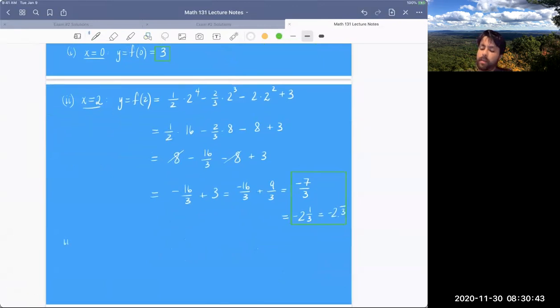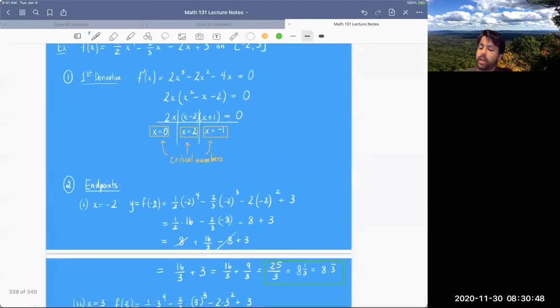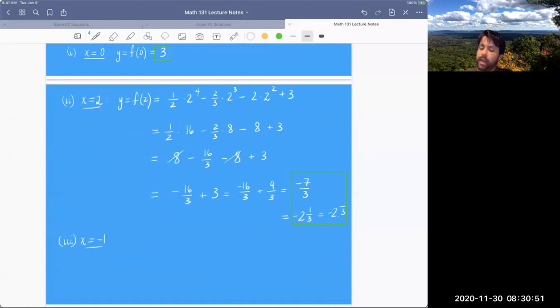And then lastly, I got 2, negative 1. So what happens when x equals negative 1? My y value is what? I get 1/2 times negative 1 to the 4th minus 2/3 times negative 1 cubed minus 2 times negative 1 squared plus 3. So this becomes 1/2 minus 2/3 times negative 1. So this becomes a positive 1/2, positive 2/3. Then this becomes minus 2 plus 3. Minus 2 plus 3 is really just plus 1.